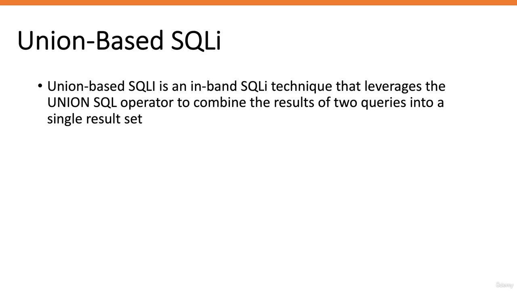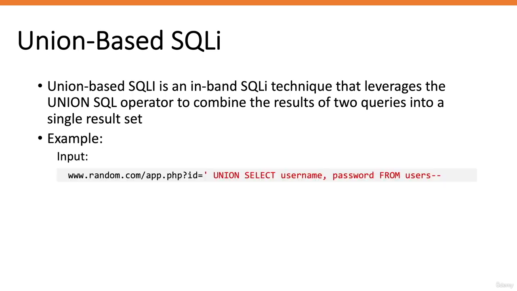And if an application is vulnerable to union-based SQL injection, then I get the ability to output the result of a query of my choosing and combine it with the result of the original query that the application is making. Let's take an example. You have your application, www.random.com. It has an ID field that is vulnerable to union-based SQL injection.